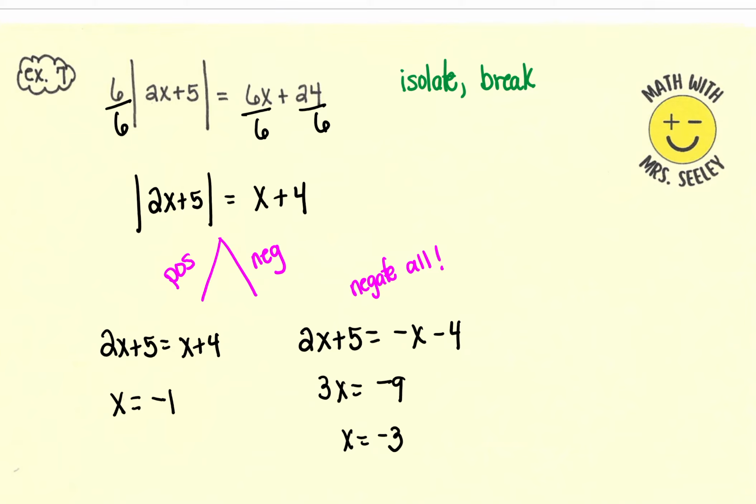Make sure you go back to the original problem. That's just like you saw it on the page, and you're going to put in a negative 1 right there, and make sure the left side equals the right side, and it does, so you keep this answer. Then you're going to do the same thing with your negative 3. Put a negative 3 here and a negative 3 here, and make sure that the left side equals the right side, and it does. So you get to keep both answers this time.